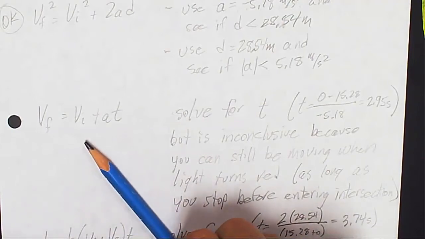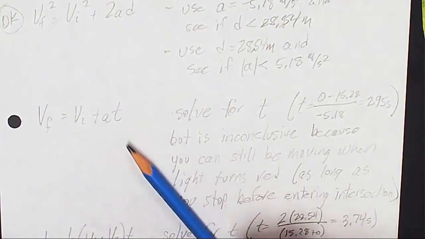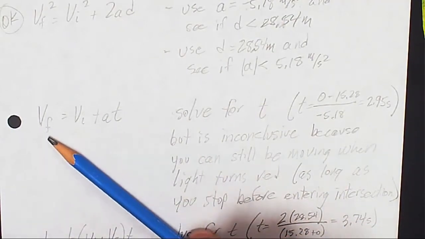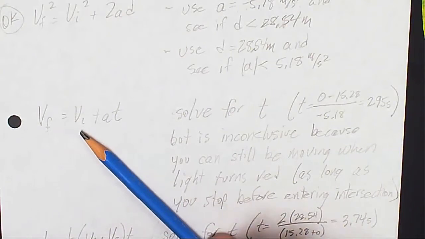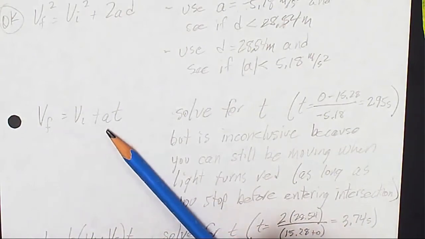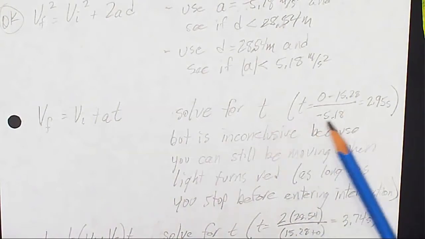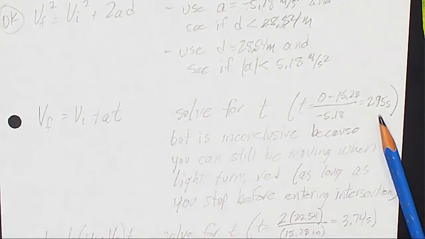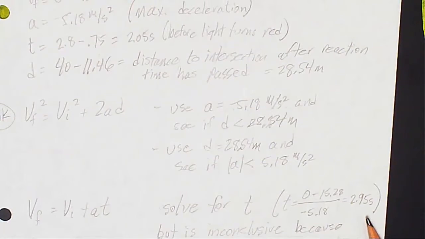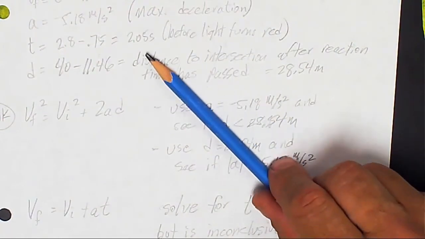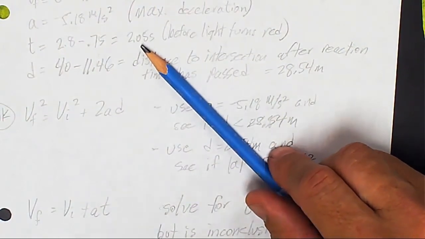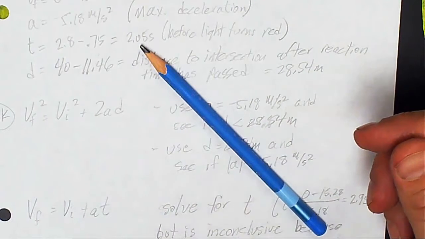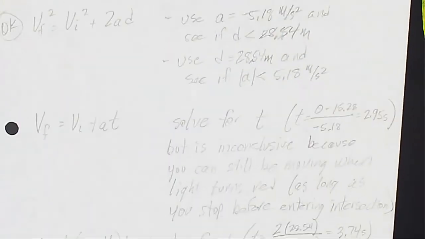V final equals V initial plus acceleration times time. If I plug in my final velocity of 0, my initial velocity of 15.28, and my acceleration of negative 5.18, and solve for t, what we get is 2.95 seconds. And that is a bigger number than what we were hoping to have of 2.05 seconds. But be careful, this is misleading.